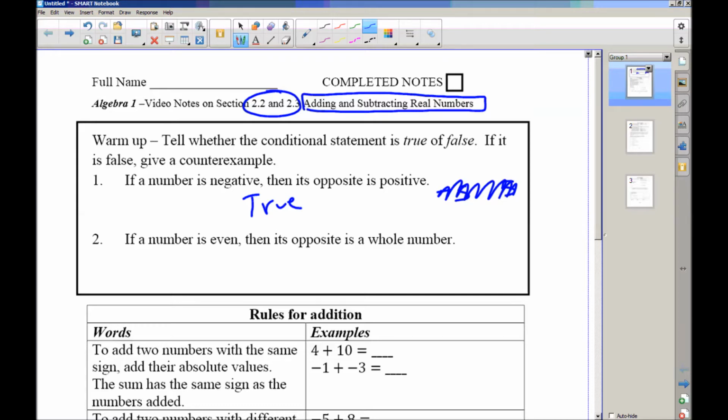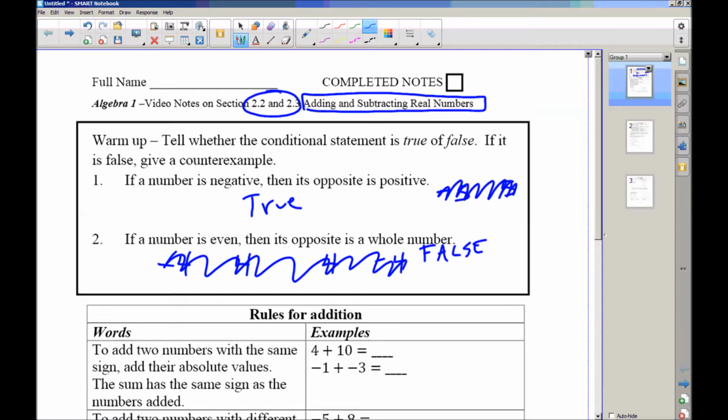All right, number two, if a number is even, then its opposite is a whole number. So if a number is even, then its opposite is a whole number. All right, so an even number is anything that's divisible by 2 and has no remainder. Okay, so for instance, -4 is an even number, and its opposite would be +4. That's a whole number, so that's okay. All right, but if I start it with +4, that's an even number. Its opposite would be -4, which is not a whole number. So here is going to be false.